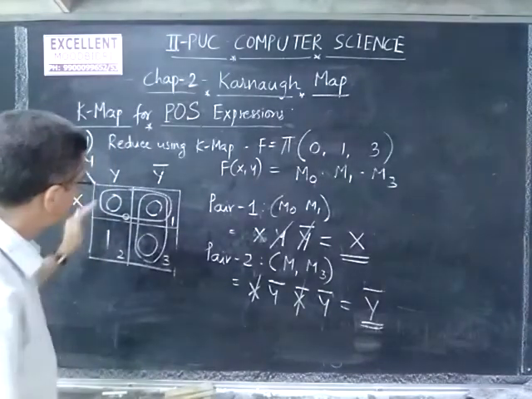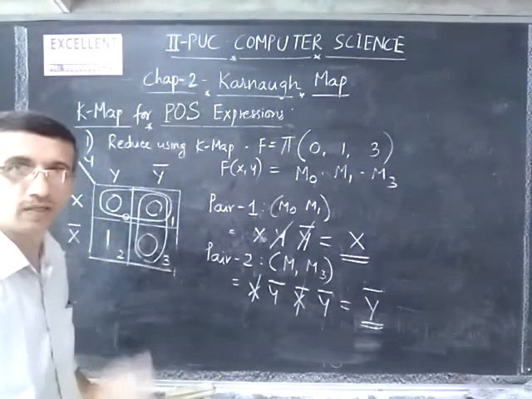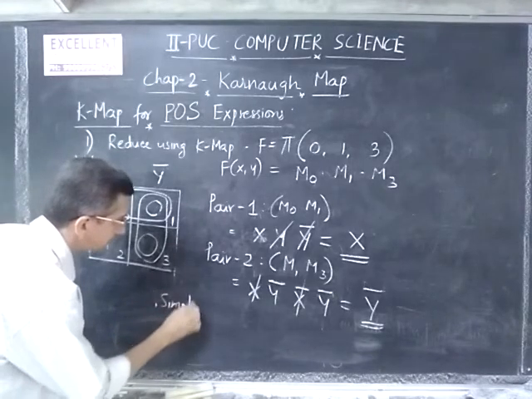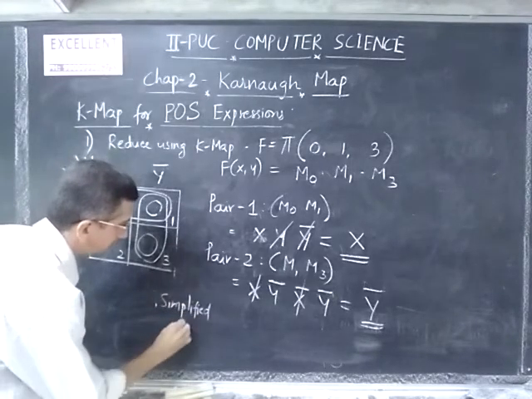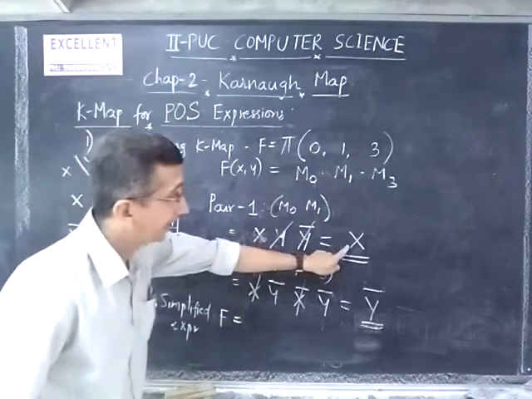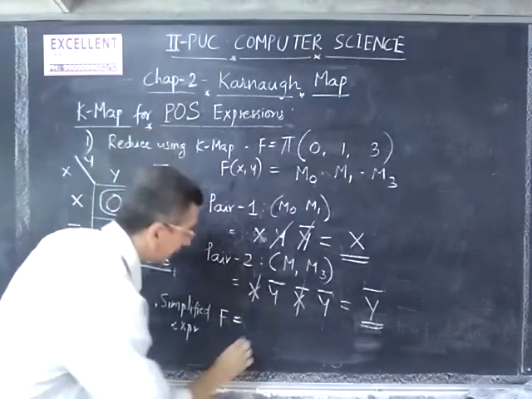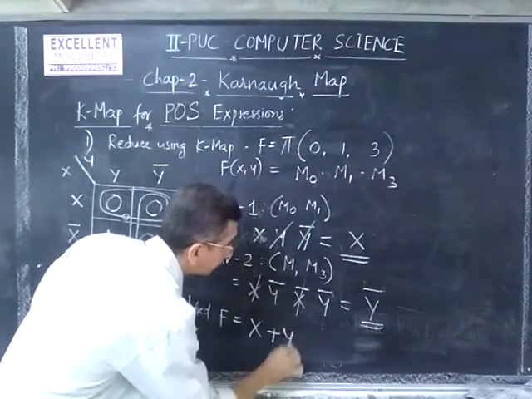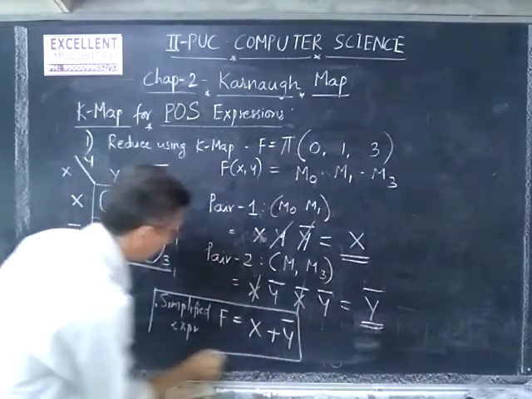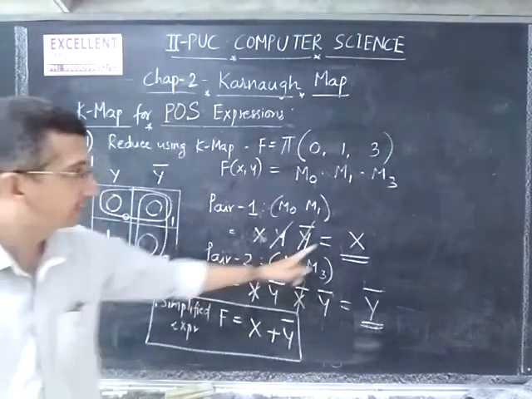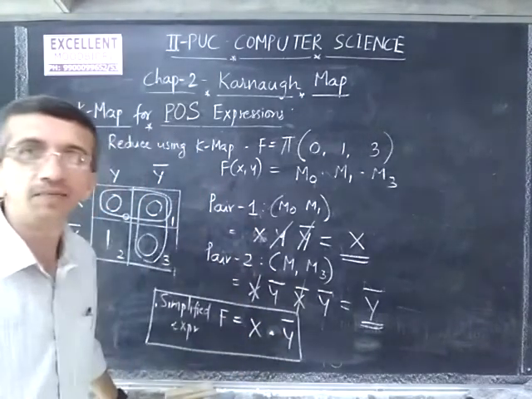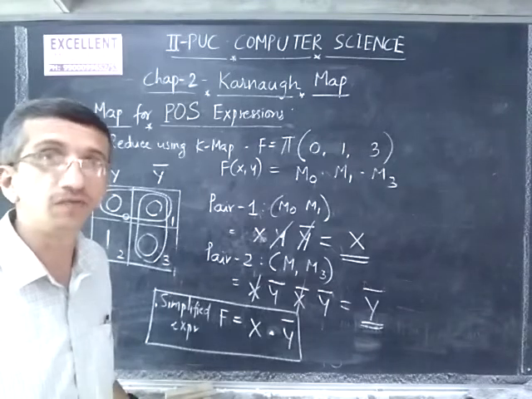So therefore, both the pairs we have reduced. Therefore, simplified expression f is equal to x plus y bar. Now we can figure it is x plus y bar, because you are having the max term form, right? X dot, very sorry, right? Because we are writing P, there is a chance of confusion like this.